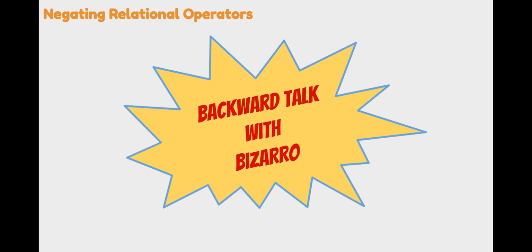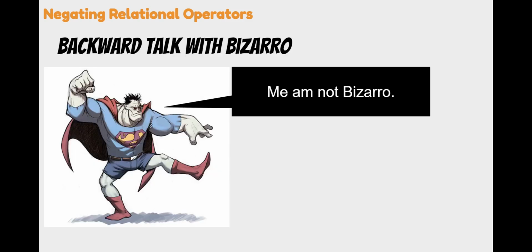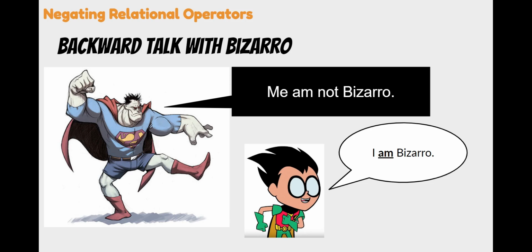It's time for backward talk with Bizarro. For those of you not familiar with Bizarro, he was a clone of Superman that came out a little different. When Bizarro speaks, he means the opposite of what he says. So, what do you think Bizarro means when he says, "Me am not Bizarro"? Ding ding, the correct answer is, "I am Bizarro." You just need to logically negate what he originally said.